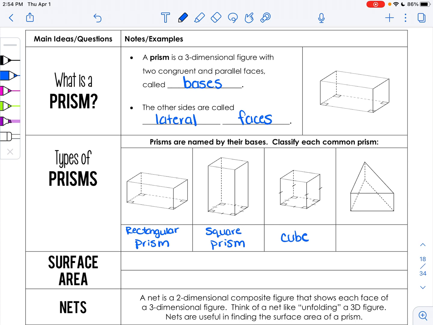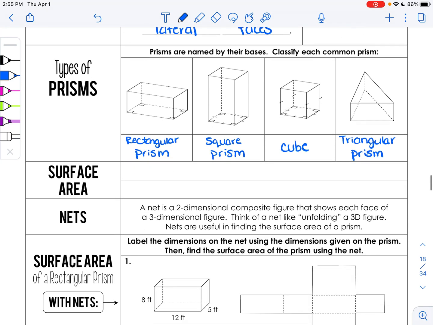The difference between a square prism and a cube is that the lateral faces of a square prism are rectangles. In a cube, all of your faces are squares. And then the last type of prism is a triangular prism, and those bases are a triangle. So today we're going to focus on the rectangular prism, square prism, and the cube, and finding the surface area of those.